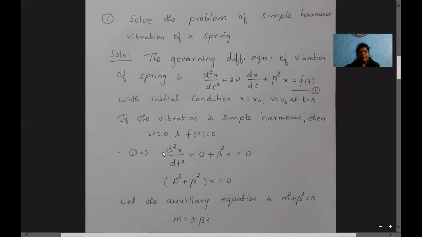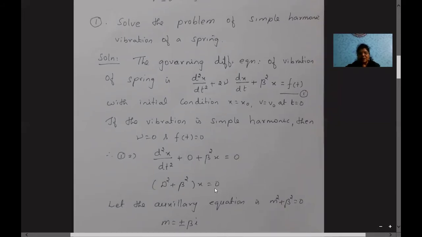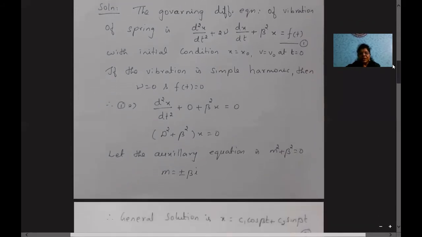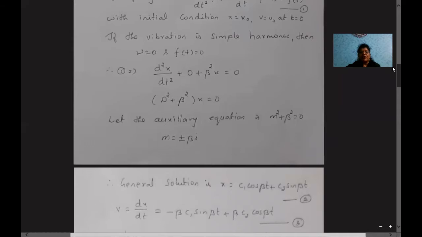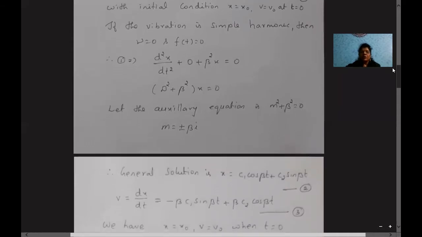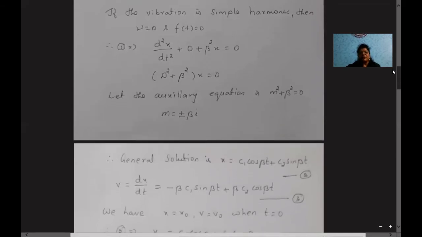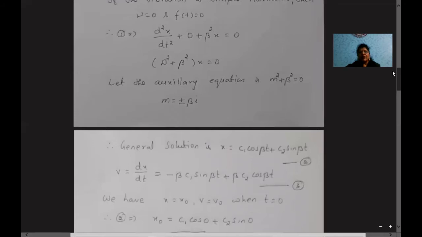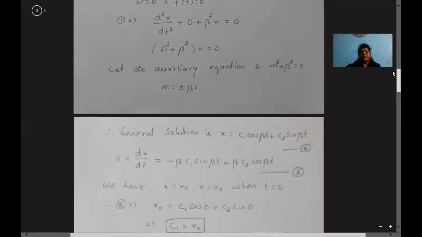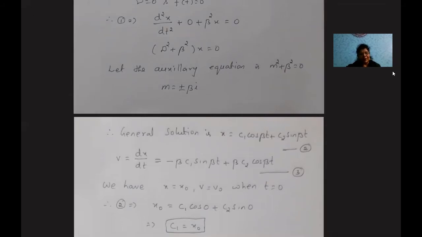Correct? Now I am replacing d square by dt square as capital D square into small x plus beta square x equal to 0. Take the x common outside. D square plus beta square of x equal to 0, which is the homogeneous linear differential equation of second order. How to solve this? Using the auxiliary equation. By finding the roots of the auxiliary equation, we have to write the complementary function. Since it is the second order homogeneous differential equation, the general solution is nothing but the complementary function.